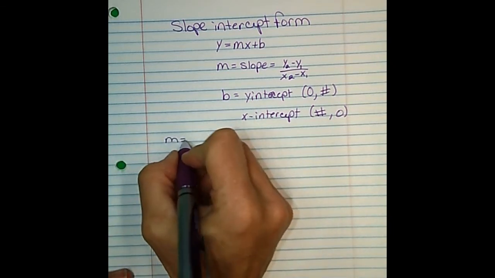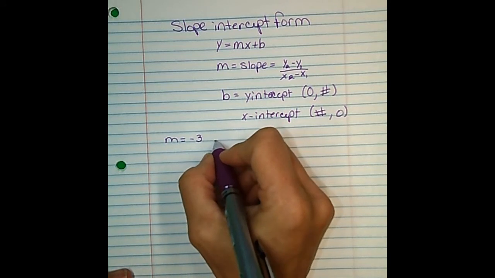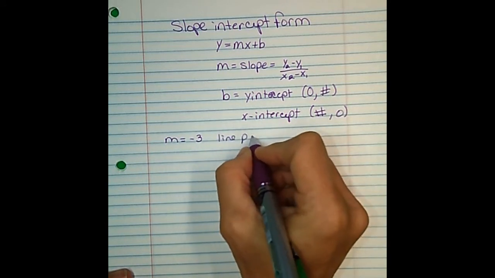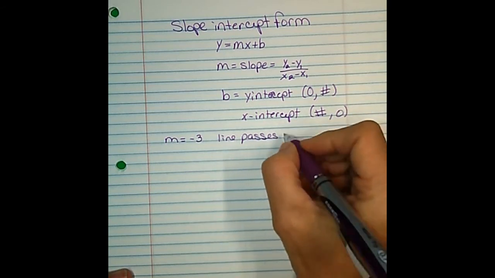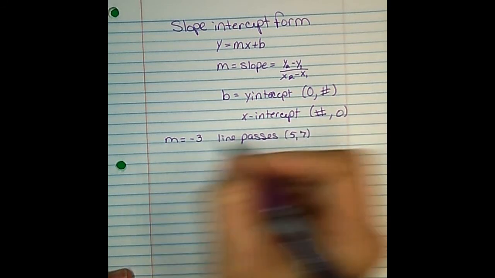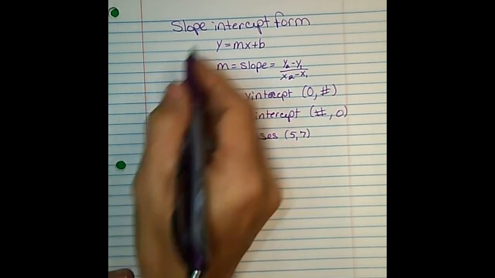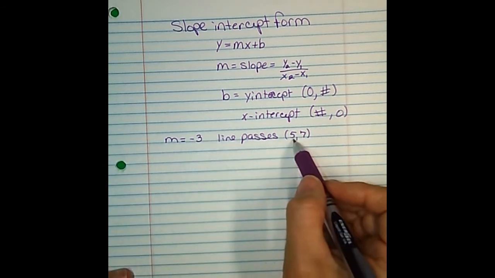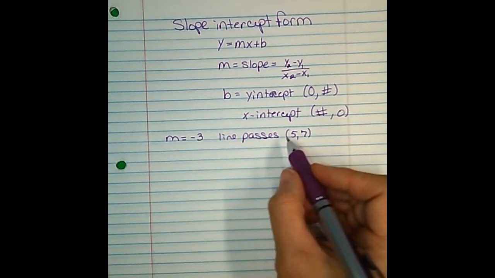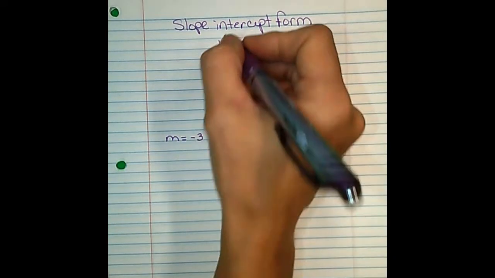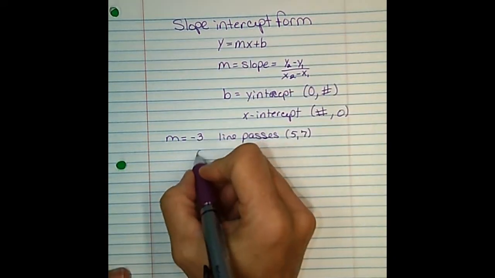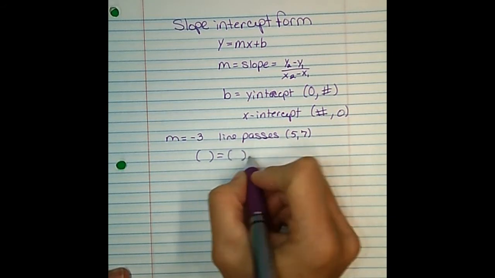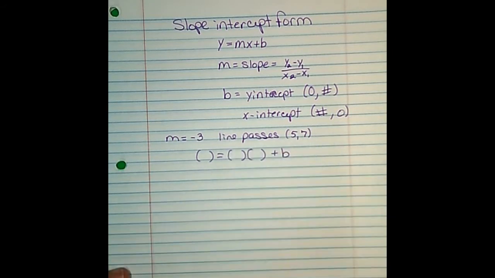Say that I have a slope of -3 and this line passes through an ordered pair of (5, 7). I want to solve for it in slope-intercept form so I can graph this line, because again, all we need is 2 ordered pairs and we can graph it. If I know what the slope is, all I need is the y-intercept and I can graph it. So let's take this and solve for the slope-intercept form. I know what my y value is, I know what my m is and my x, but I don't know what my b is. So let's plug in what we know.